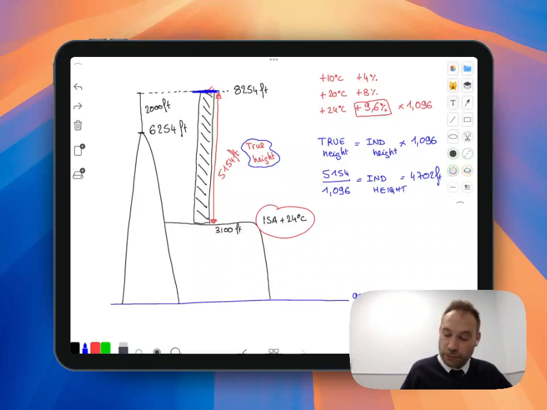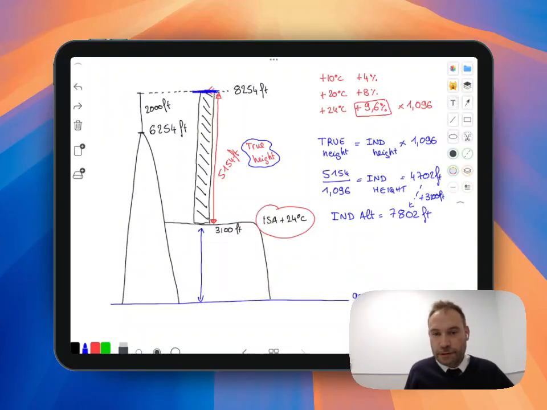So then obviously we have to convert that into an indicated altitude. So here we just have to add the elevation, that is 3,100 feet. So that value plus 3,100 gives us an indicated altitude of 7,802 feet. So here we have just added the 3,100 of the elevation.